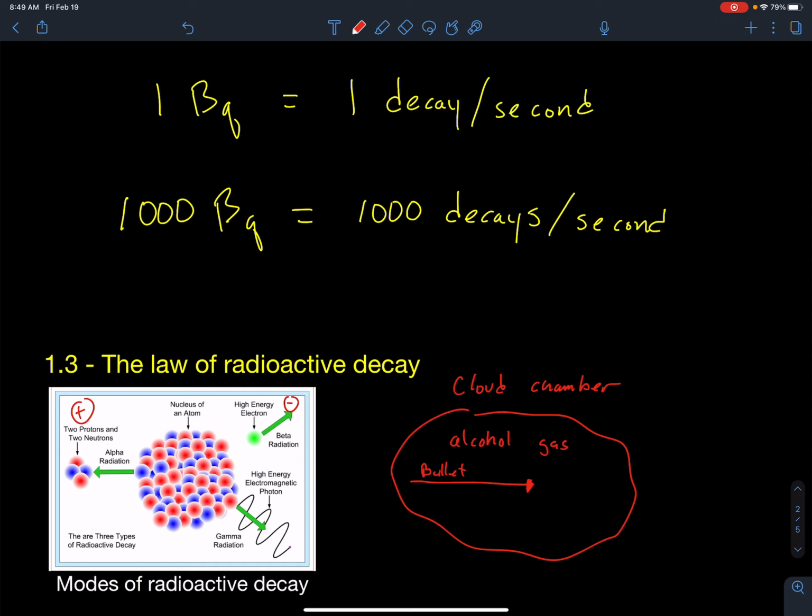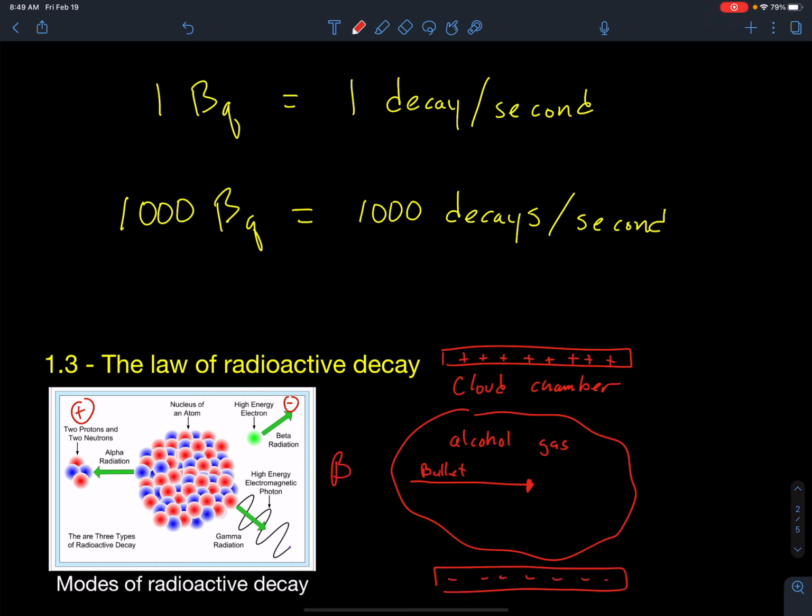I can stick a positively charged electrode on the top of that cloud chamber. I can stick a negatively charged electrode on the bottom of that chamber. So if this was a beta particle, the bullet, instead of going straight through, is going to curve upwards. Okay, then I would know that that type of radiation is negatively charged, okay? If it's positively charged, like an alpha particle, okay, it's going to go downwards. And it's going to be more steep because the alpha particle has 2 positive charges.